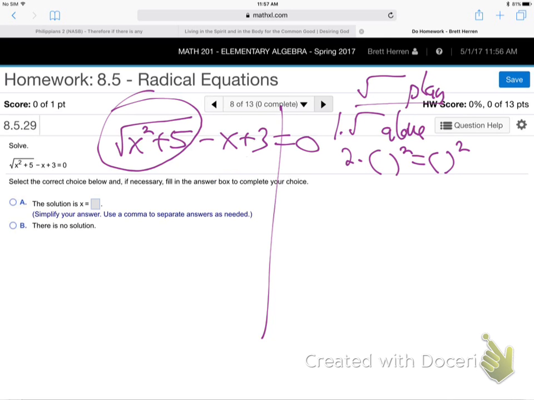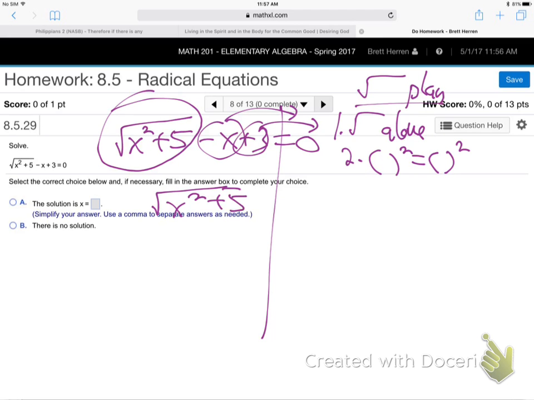How about the jump? Remember when I just grab something and jump? What happens when you jump something to the other side? The sign switches. Remember that? Whenever we jump something to the other side of the equal sign, like the old nursery rhyme, the cow jumped over the moon, just change your sign in the front. Or you can just add x, if that bugs you. You can just add x and subtract 3. So whatever way you like.